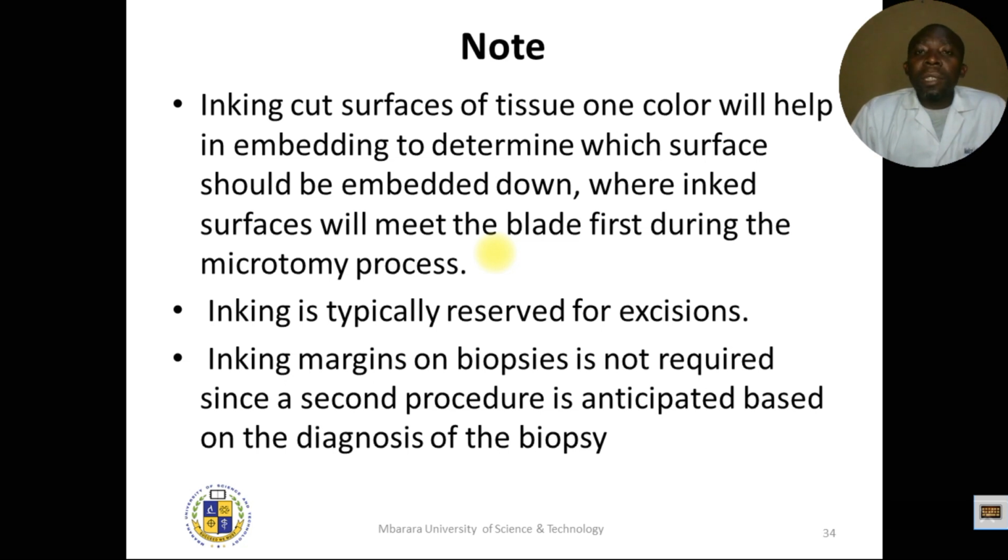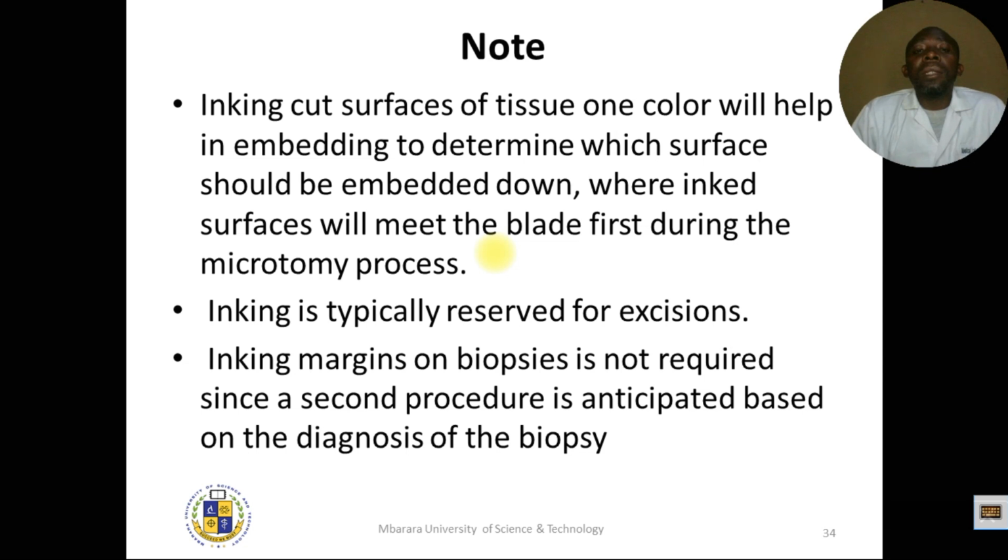So inking cut surfaces of the tissue with one color can also help in embedding to determine which surface should be embedded down. And this is very important because the surface which is embedded down will be the surface which will face the blade first, and the one which is exposed first. So inked surfaces will meet the blade first during the microtomy process, and that is very important.